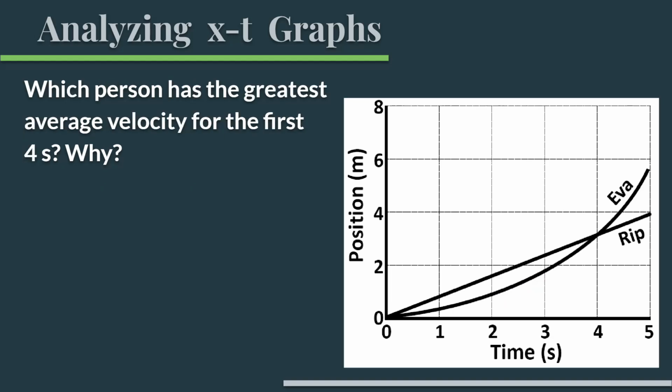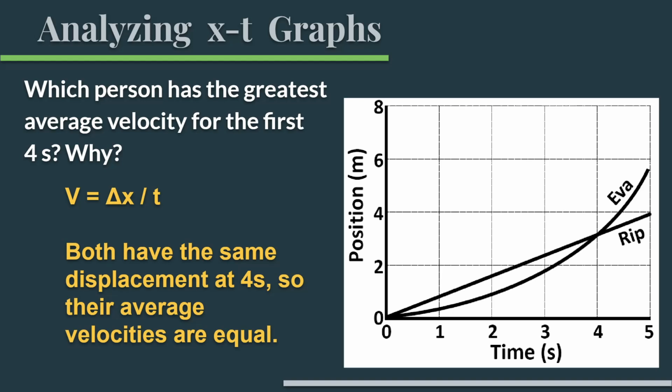All right, which person has the greatest average velocity for the first 4 seconds? Again, guys, average velocity is total distance divided by total time, and we're just looking at the first 4 seconds. We've already answered this question twice, but they have traveled the same distance after 4 seconds. If it took them both 4 seconds to travel about 3 meters each, they would have the exact same average velocity because they have traveled the same distance in the same amount of time. So they would have equal average velocities.